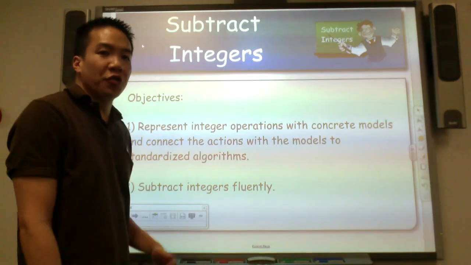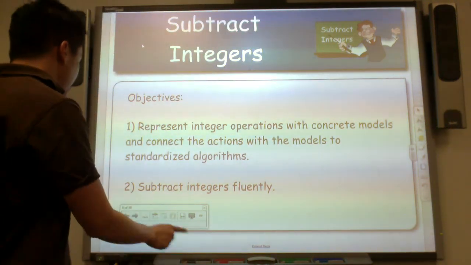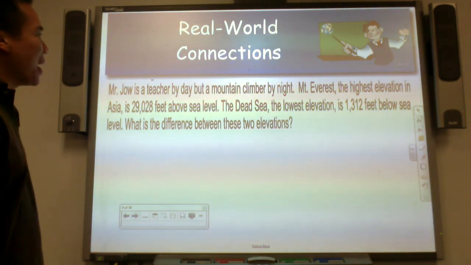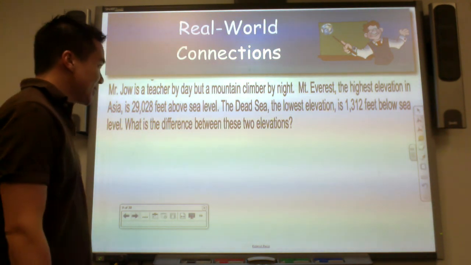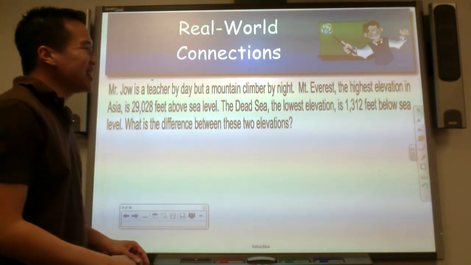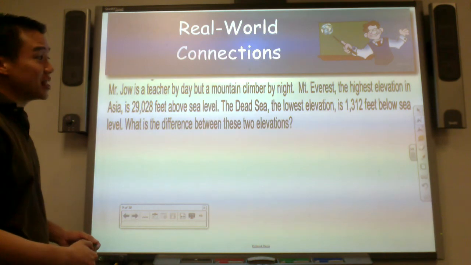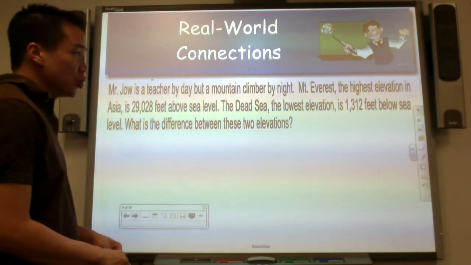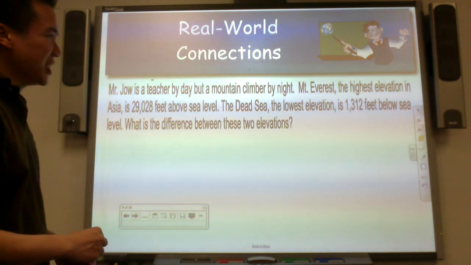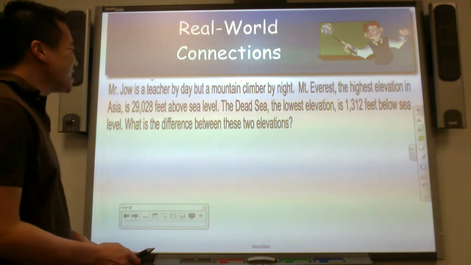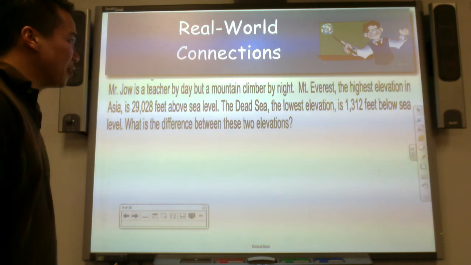Today our study will be over subtracting integers. Mr. Joe is a teacher by day but a mountain climber by night. Mount Everest, the highest elevation in Asia, is 29,028 feet above sea level. The Dead Sea in Israel, the lowest elevation, is 1,312 feet below sea level. What is the difference between these two elevations?